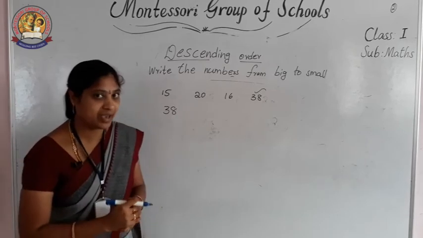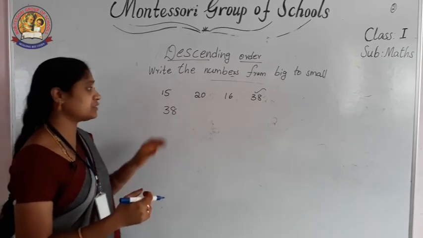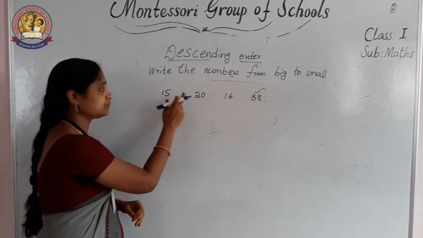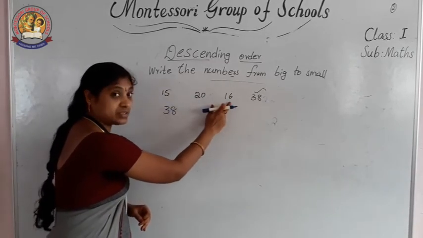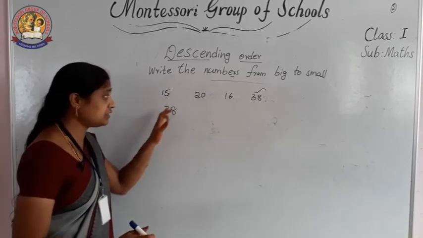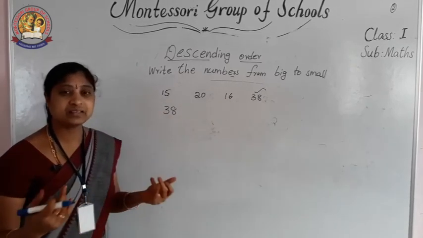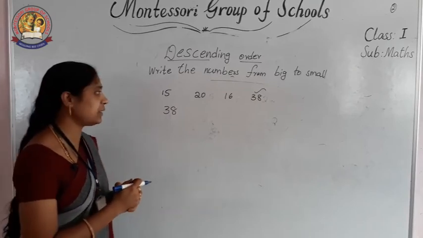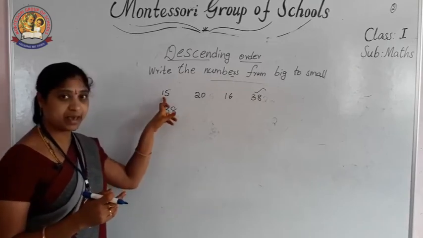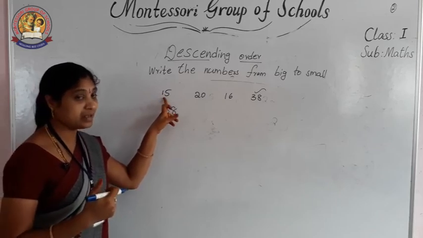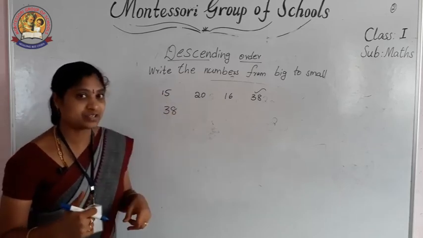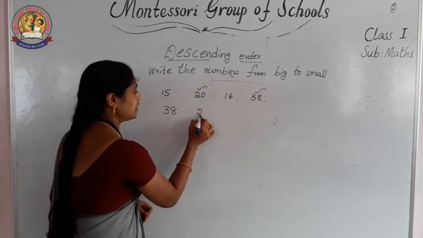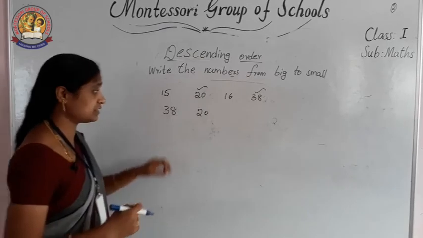38. Okay. Next, go to the next numbers. What is the balance there? 15, 20 and 16. Okay. In these numbers, which one is the greatest number? Means bigger. 15 is the bigger? No. Tell me. Yeah. Which number? Yeah, 20. Select 20.